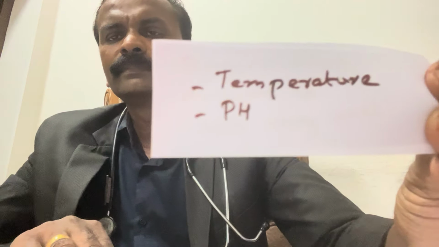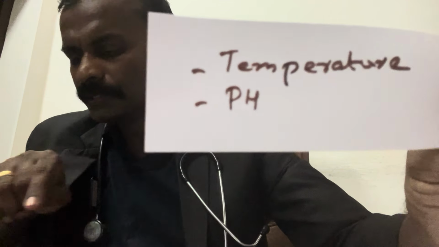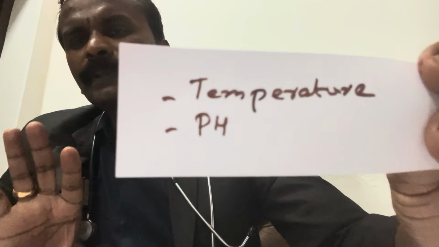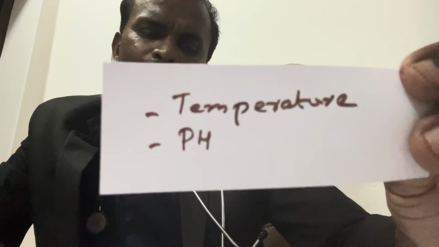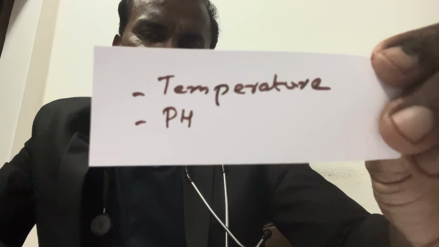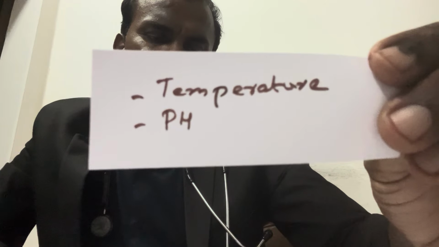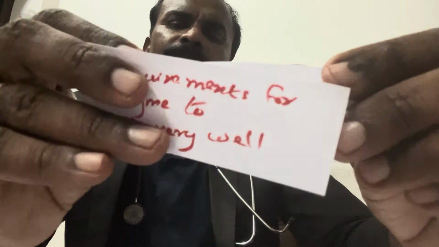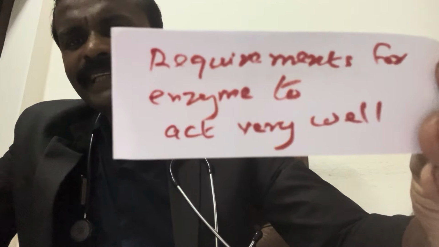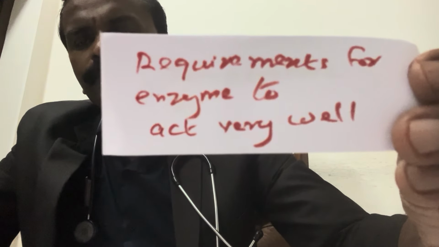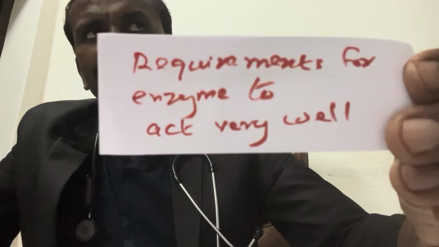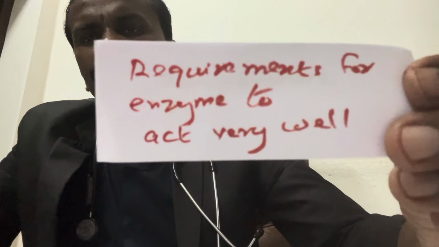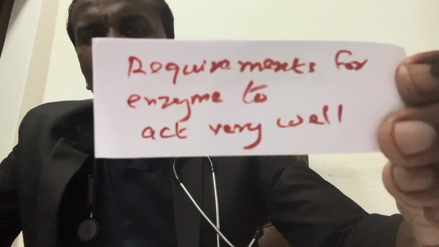So this question they have asked in 2023. The answer was in the choice section. Temperature and pH was in the answer. What is the question? Temperature and pH. The question is: requirement of an enzyme to act very well. Requirement of an enzyme to act very well.